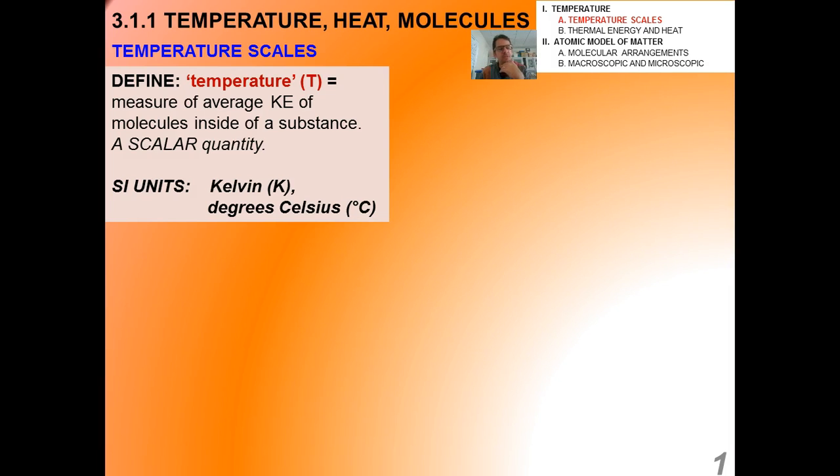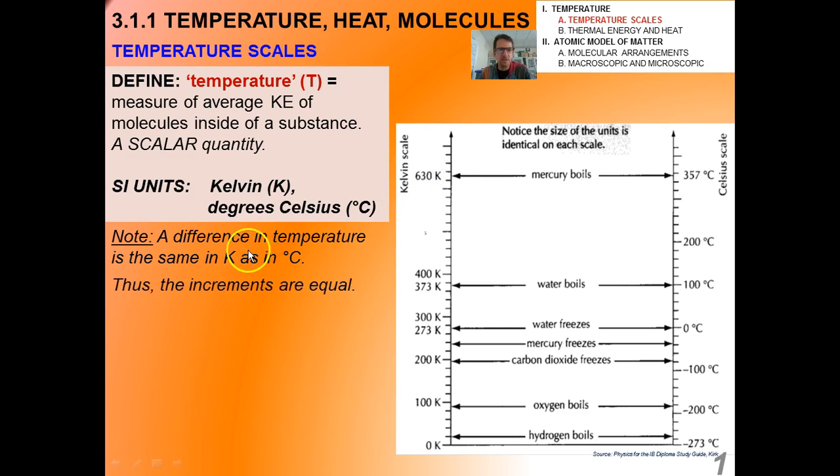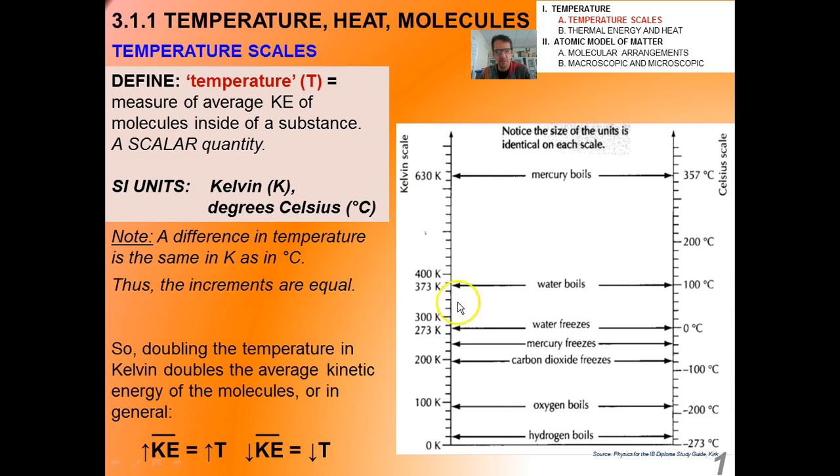Now, temperature is a scalar quantity. We would never assign a direction to it. And the SI units that we're going to use for temperature, we can either use Kelvin or degrees Celsius, okay? You see temperature quantities in physics written as both, and the reason why we can use them as both is because the increments are equal. So for example, the interval of 1 Kelvin is the same as 1 degree Celsius, even though the actual number designation might be different, okay?